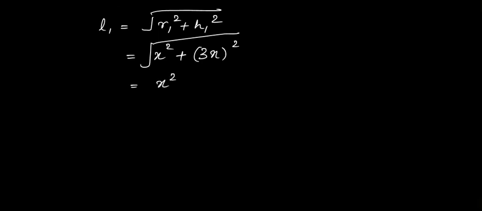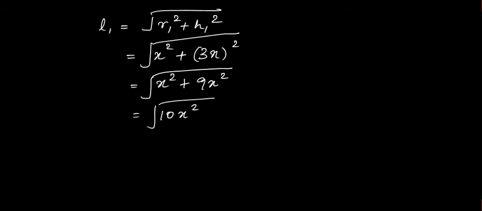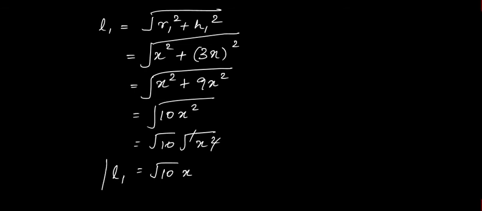x square plus 3x the whole square, we'll get it as 9x square. So when you add x square plus 9x square, we'll get 10x square. So we'll split this as root 10 and then root x square. So the square and square root will get cancelled. So we'll get root 10 x. So this is your L1 value. Similarly, we'll find L2.